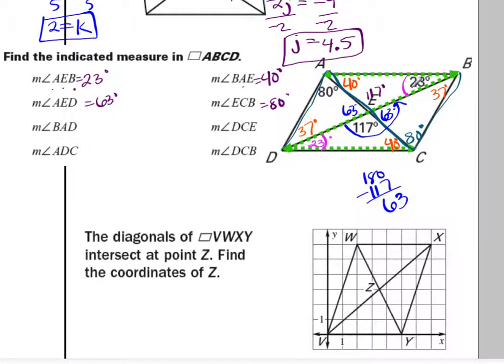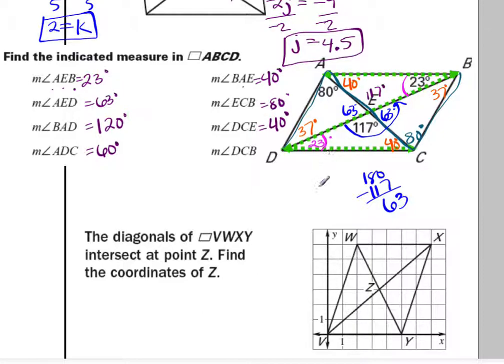B, A, D. Start at B, go to A, go to D. That's this whole thing at the top, so you need to add the 80 and the 40 together. That is 120 degrees. D, C, E. D to C to E surrounds that 40-degree angle. A, D, C. A to D to C. You have to add these 2 together at the bottom. That would be 60 degrees.